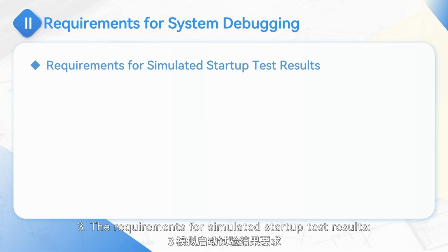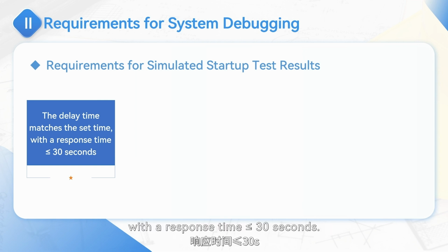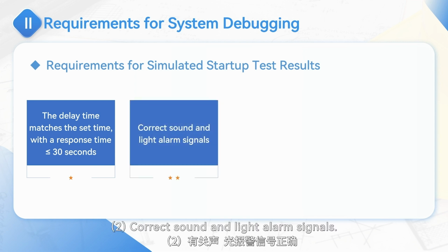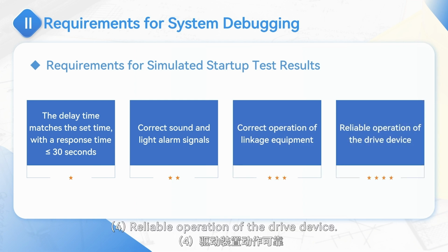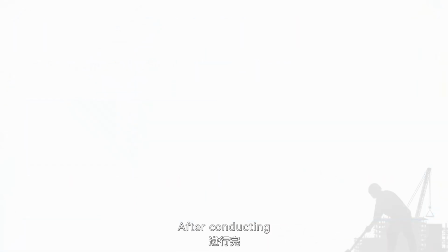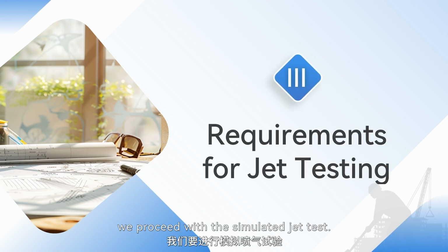3. The requirements for simulated startup test results. 1. The delay time matches the set time, with a response time less than or equal to 30 seconds. 2. Correct sound and light alarm signals. 3. Correct operation of linkage equipment. 4. Reliable operation of the drive device. After conducting both manual and automatic simulated startup tests, we proceed with the simulated jet test.